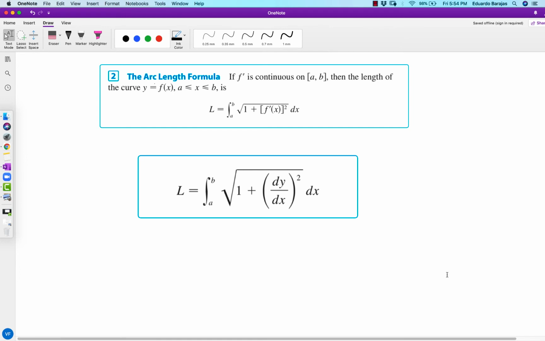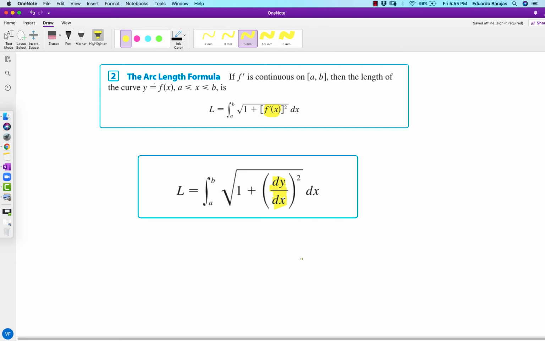Okay, so here is the formal presentation offered to you by your author. The arc length formula. If f prime is continuous on a closed interval from a to b, then the length of the curve y equals f of x, as x ranges from a to b inclusive, is what we just determined. Capital L equals the integral from a to b of the square root of 1 plus the first derivative squared dx. So likewise, we can use the function notation f prime of x, but that is the first derivative, and we know that that also can be expressed this way. So either way is fine. One looks a little neater, I think, but it's up to you. So both mean the exact same thing.